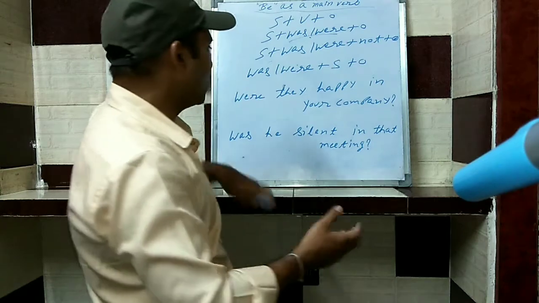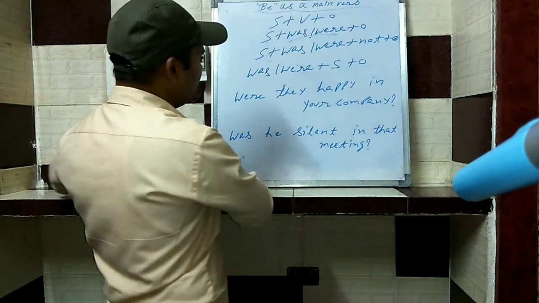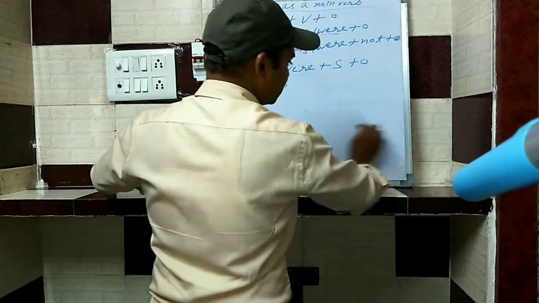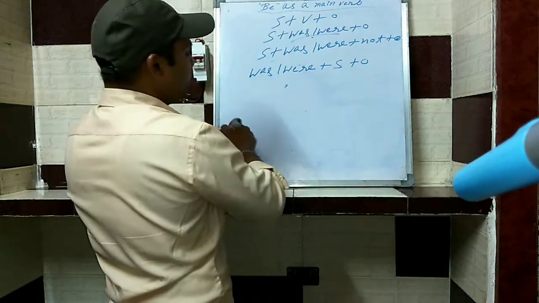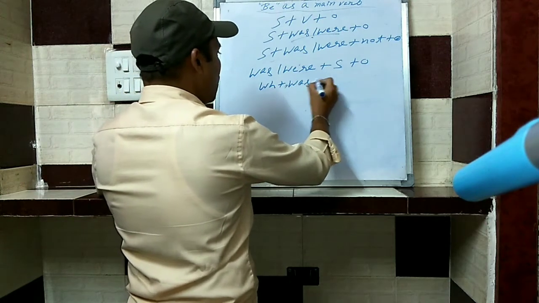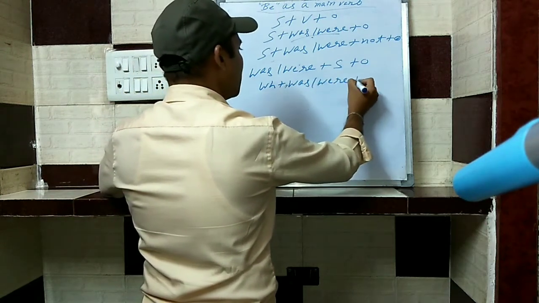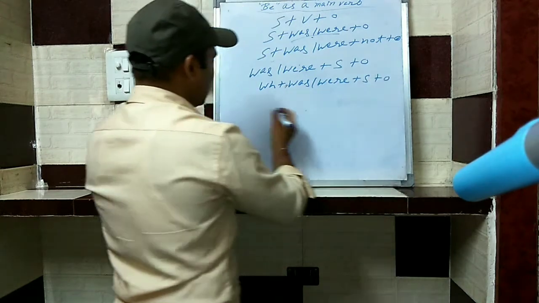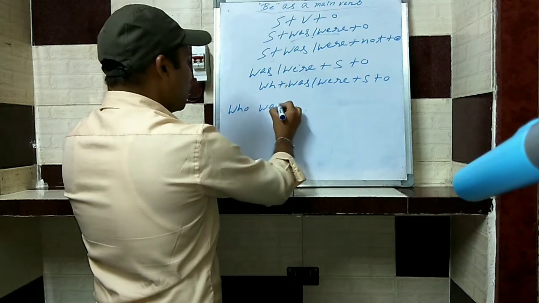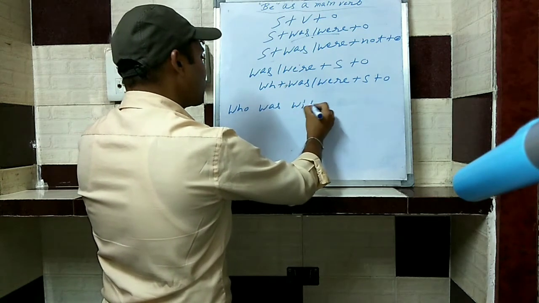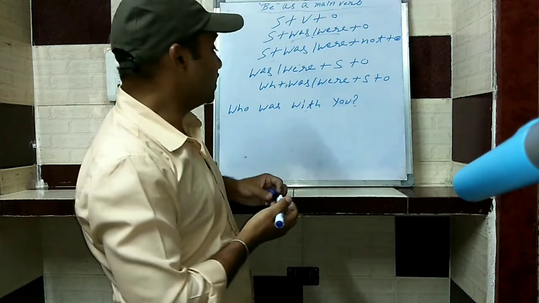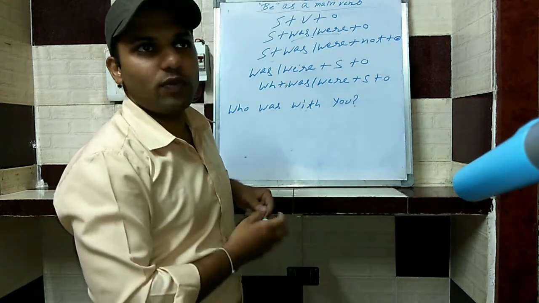Okay, last one, if we go with the WH questions, then the sentence formation would be WH plus was verb plus subject plus object. For example, who was with you? Who was with you? In such way we make the questions.